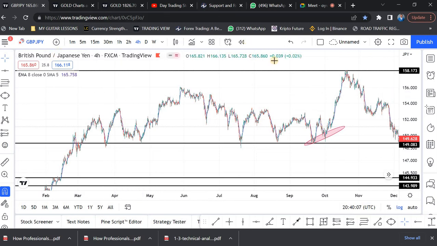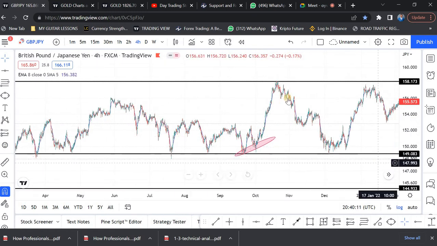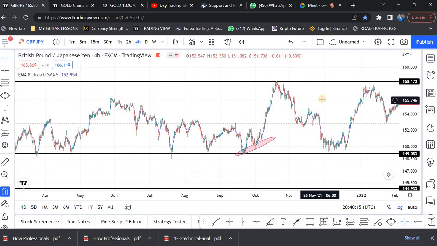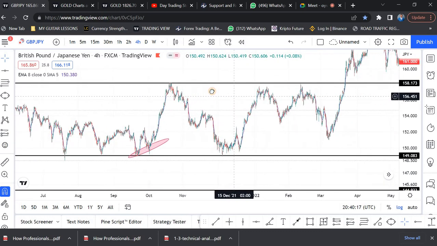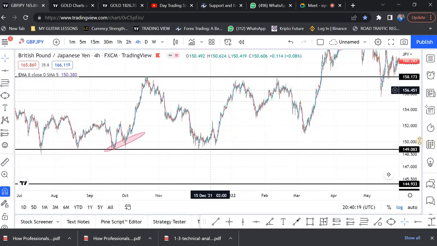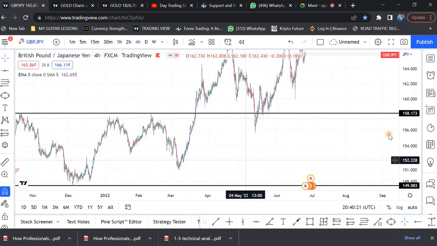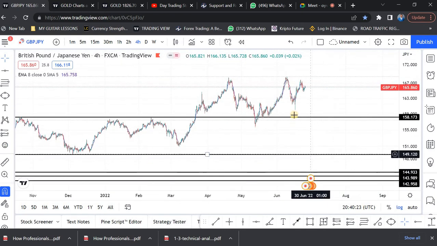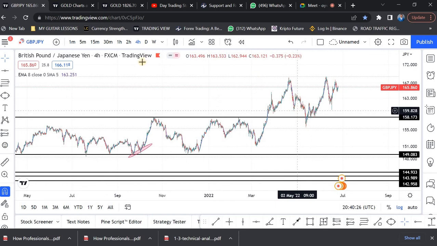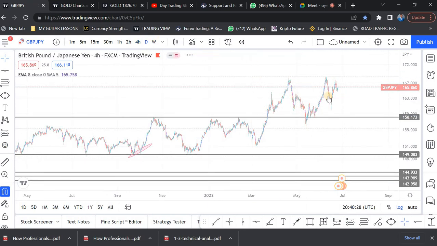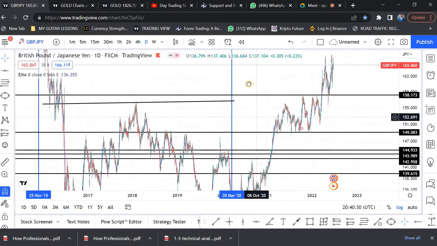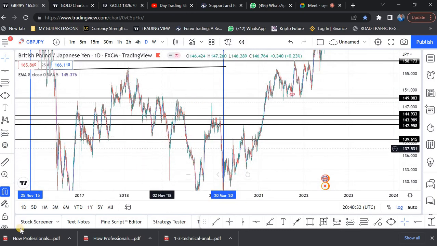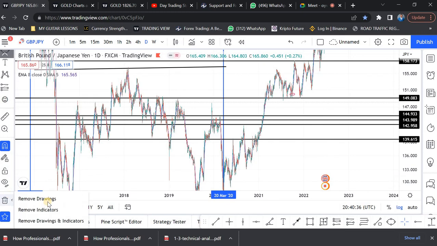Then let's look at how to draw. These ones are called horizontal support and resistance. What we have talked about are horizontal support and resistance. Now you can also have what we call a trend line. You realize that the market is moving in a trend. So the first line we drew, let me delete these lines.